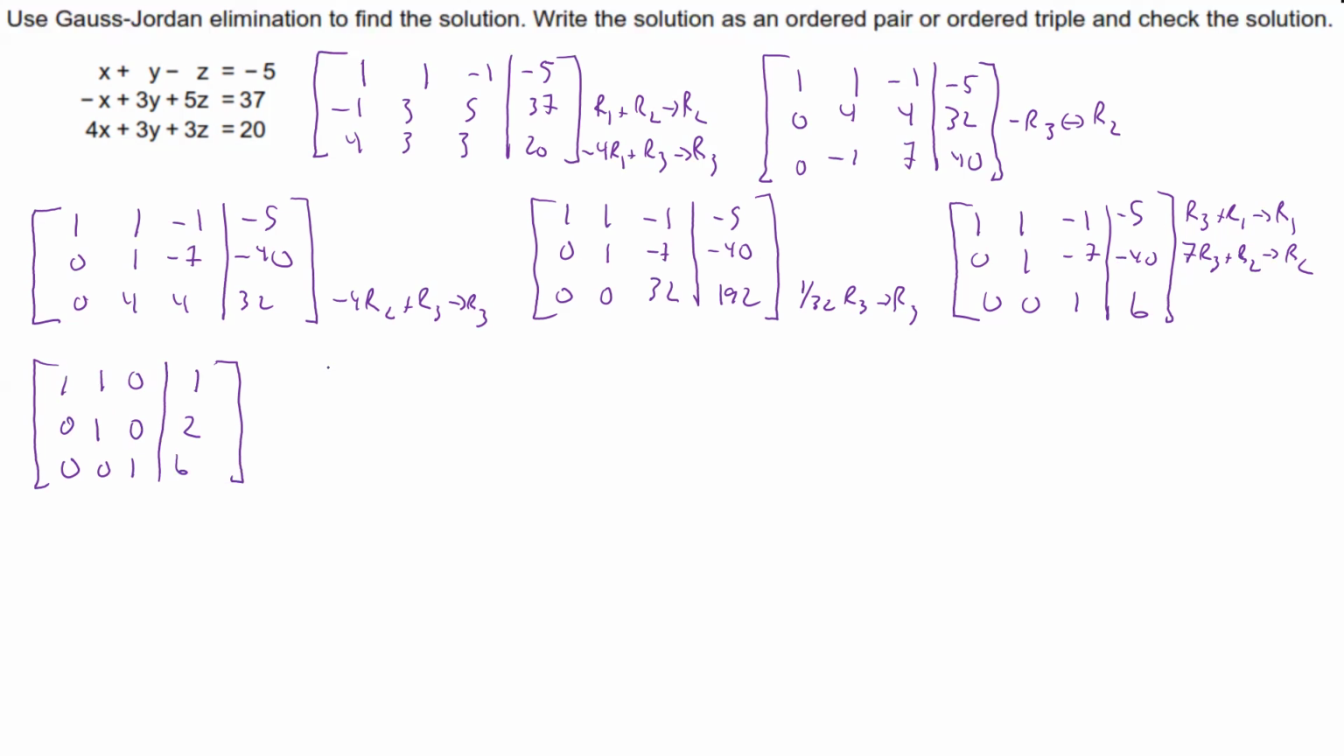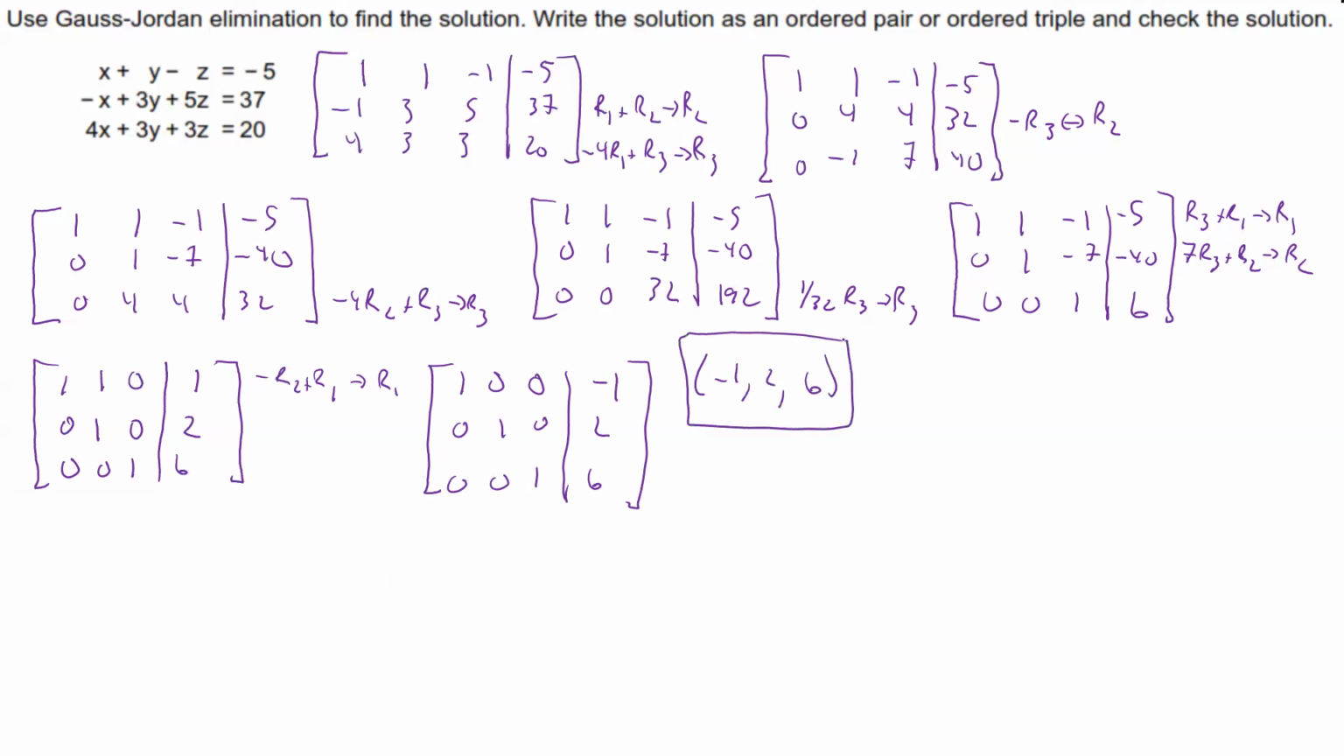Okay. All right. So now what do we need to do? Well, we need to make this a 0. So I'm going to take minus row 2 plus row 1, oops, row 1, not 3. Row 1 is my new row 1. Now I'm going to have a 1, a 0, a 0, minus that plus that, so it's going to give me a minus 1, then 0, 1, 0, 2, 0, 0, 1, 6. So it looks like my solution in triplet form is minus 1, 2, 6, if I have everything correct.